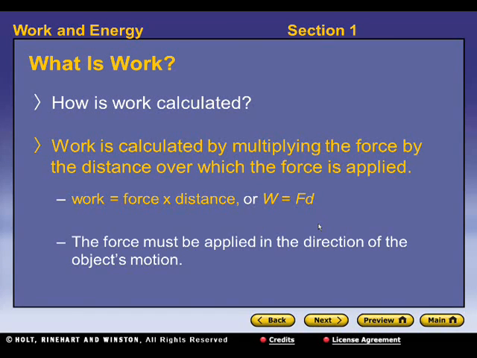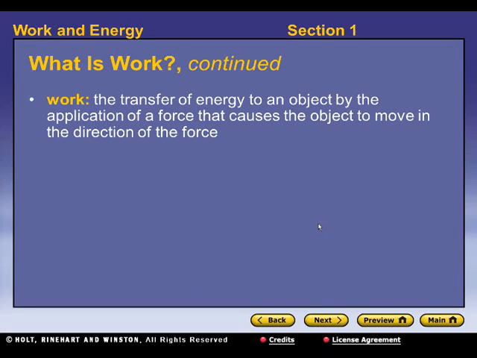So the force must be applied in the direction of the object's motion. Whichever way you're pushing the object, that's the direction you measure the distance in as well. So you get work is force times distance. Work is the transfer of energy to an object by the application of a force that causes that object to move in the direction of the force. You're just transferring energy to that object to move it by force.